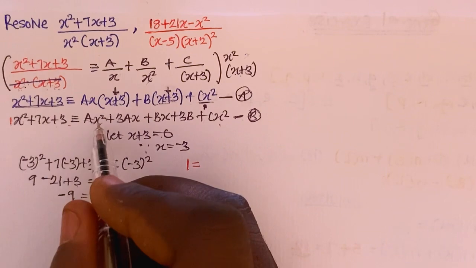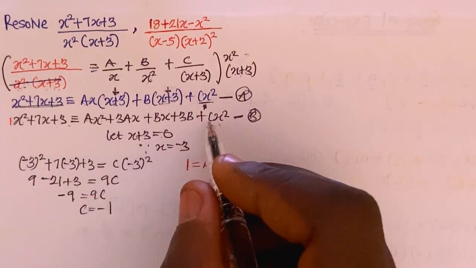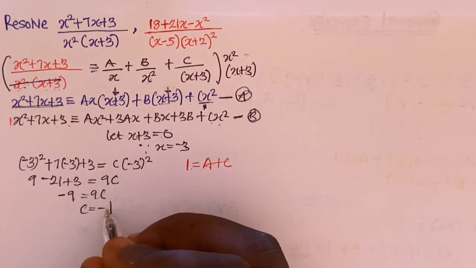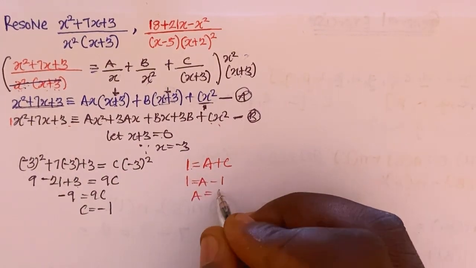Then let's check the terms that have x squared. This one has x squared, right? So this is a. The other one that has x squared is c. C is having x squared, so plus c. That means a plus c equals 1. Then my c equals minus 1, so I have 1 equals a minus 1. In this case, my a is actually 2.